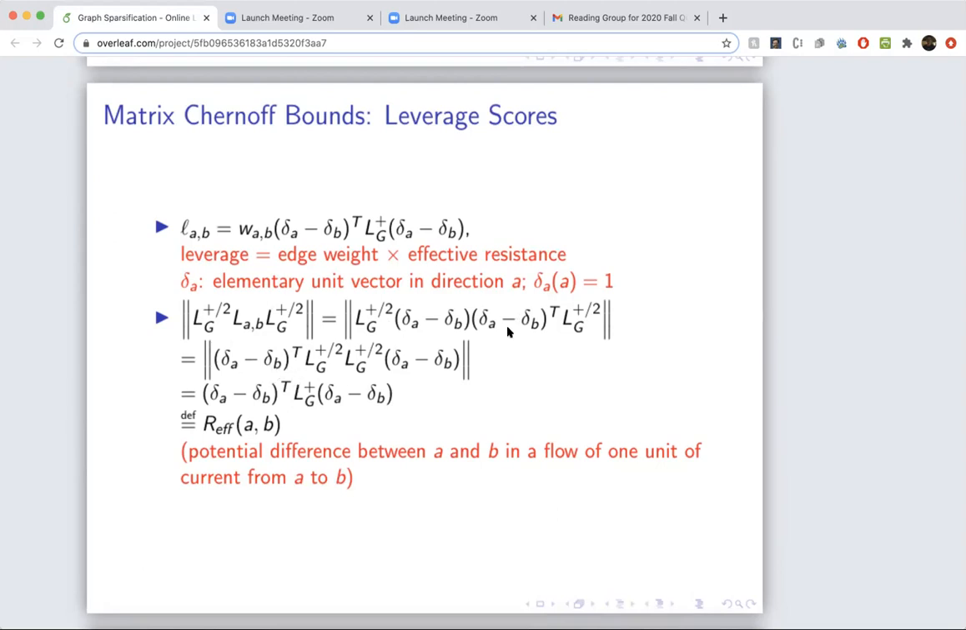Now, because this is a norm, and norms are scalar values, the quintessential property of a scalar value is that it is equal to its transpose. So we can take the transpose of the inside of this norm, which would move this delta A minus delta B transpose all the way to the left of the norm. And then we can move LG plus over 2 transpose inside. I'm taking this because it's a Frobenius norm.